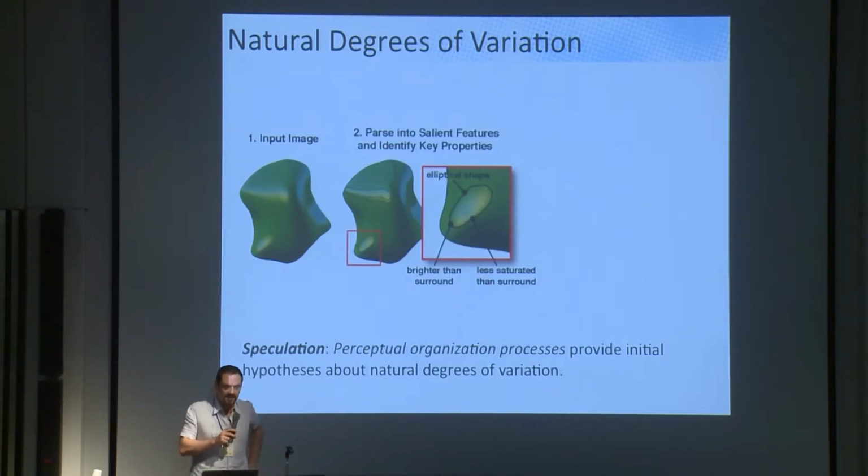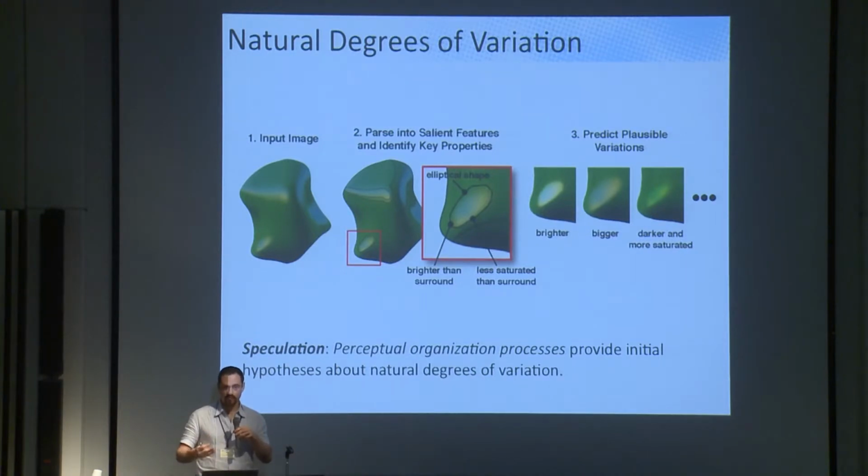So for example, you could parse the image into salient regions, and then identify key characteristics of those salient regions, and those provide initial hypotheses for what might be likely variants of that image. So for example, you parse the image into regions, you find what sticks out in this image. Well, the highlight sticks out because it's quite different from its surroundings. What are the characteristics of the highlight? It has a certain shape, it's brighter than its surrounding, it's less saturated than its surrounding. Okay, if that's the case, then plausible legal variants of this image might include things where the highlight is brighter or bigger or darker or more saturated.